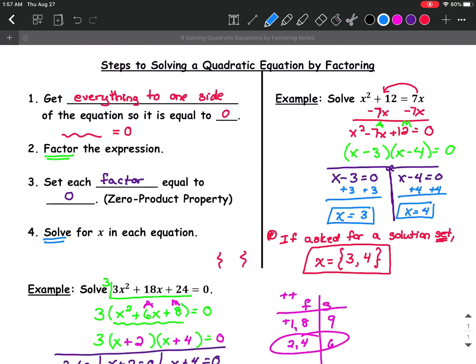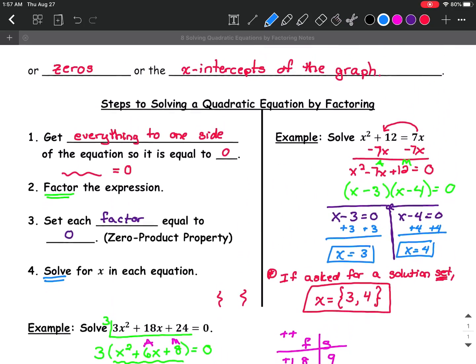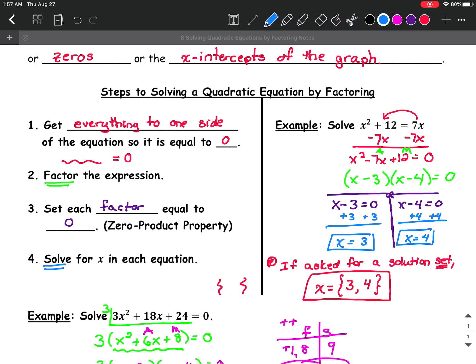Great job, guys. So when we want to solve a quadratic equation by factoring, first step, get everything to one side so that it's equal to 0. Factor that expression, and you might have to factor completely. Set each factor equal to 0, and then solve each mini equation.